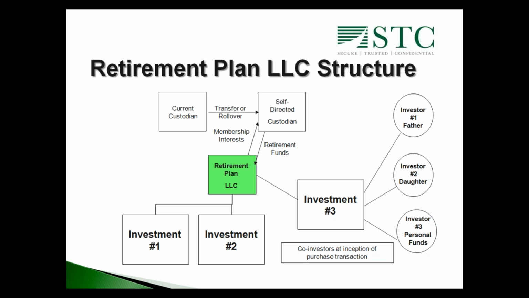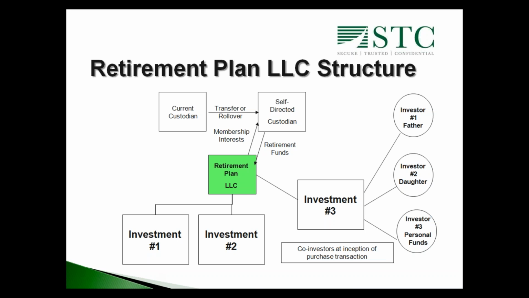Now here's a little schematic of our structure. You'll see on the upper left your current custodian, and when you decide that you'd like to work with us, you execute some documents that direct your current custodian to transfer or roll over the funds from your account to our custodian. While that's happening, we are setting up the LLC in the state of your choice. Once the LLC is set up and the funds have been received by our custodian, then another document is executed that moves the ownership of the LLC to our custodian and moves your retirement funds into a bank account that your LLC has access to. Once that process is complete and set up, then you're ready to invest.